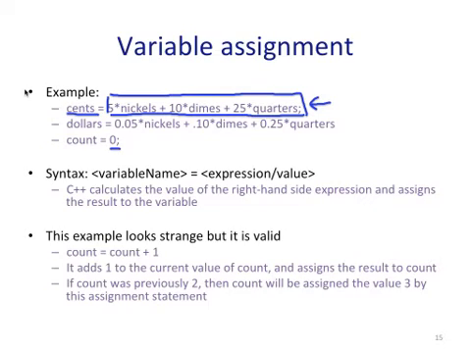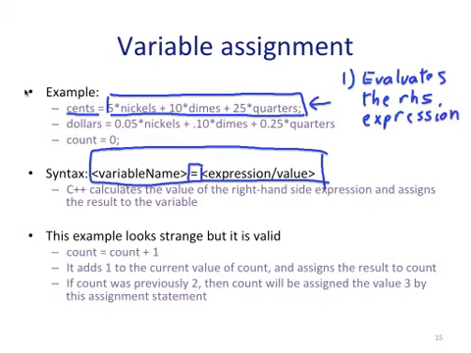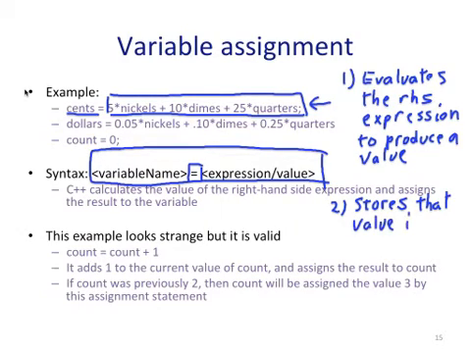And the basic syntax for an assignment statement is you have a variable on the left-hand side. It always has to be a single variable, no exceptions, then the equal sign, and finally some expression or a value on the right-hand side. And what happens is the order of evaluation is, one, C++ evaluates the right-hand side expression, I'll abbreviate right-hand side as RHS, to produce a value. And then two, it assigns that value, or stores that value, into the variable on the left-hand side. And I'll abbreviate left-hand side as LHS.